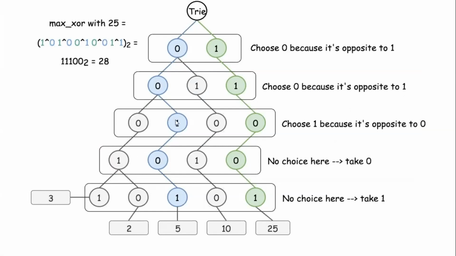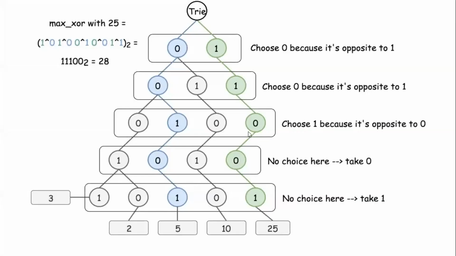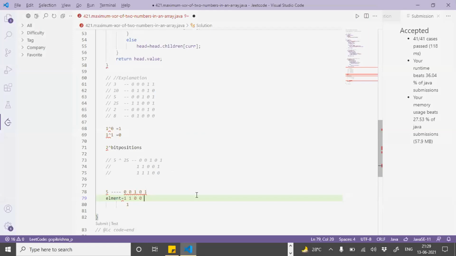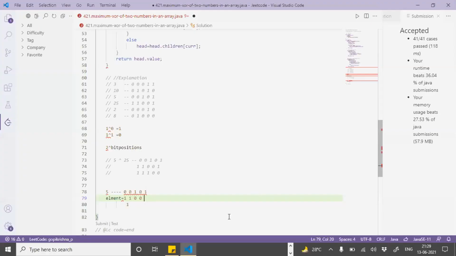Now I'm at this position which is 1. If I negate, I need 0. When I go to the next bit which is 0, I try to find the negate of 0, which is 1, but it is not there, so I consider 0 only. Now we come to the last bit, which is 1. I try to find the negate of 1, which is 0, which is not there, so I consider 1.